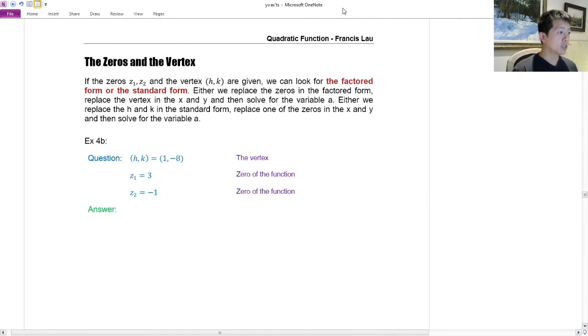Now, if we are given the 0s and the vertex, what are we going to do? If the 0s and the vertex are given, we can look for the factor form or the standard form. So I'll be doing both cases. Either we replace the 0s in the factor form and replace the vertex in the x and y and then solve for the variable a. Or we replace the h and k in the standard form, replace one of the 0s in the x and y and then solve for the variable a. So let's look at the first one.